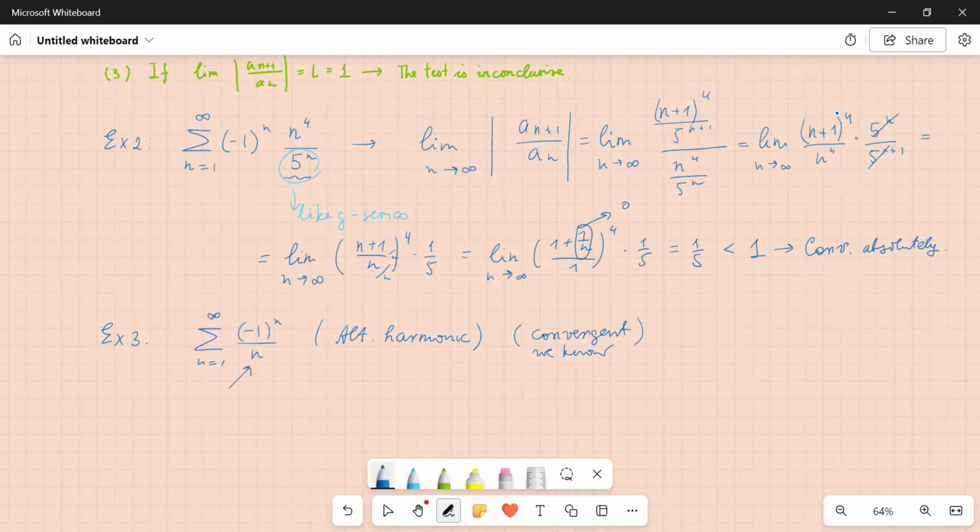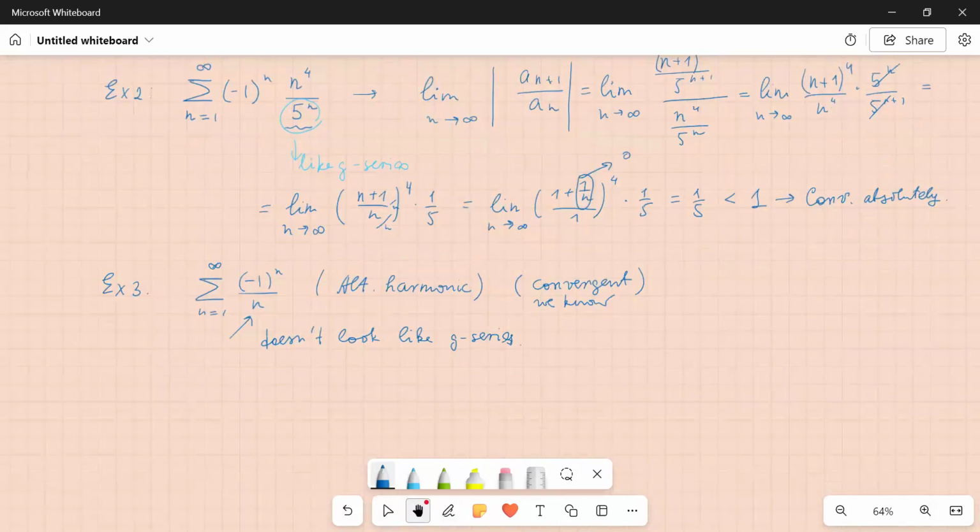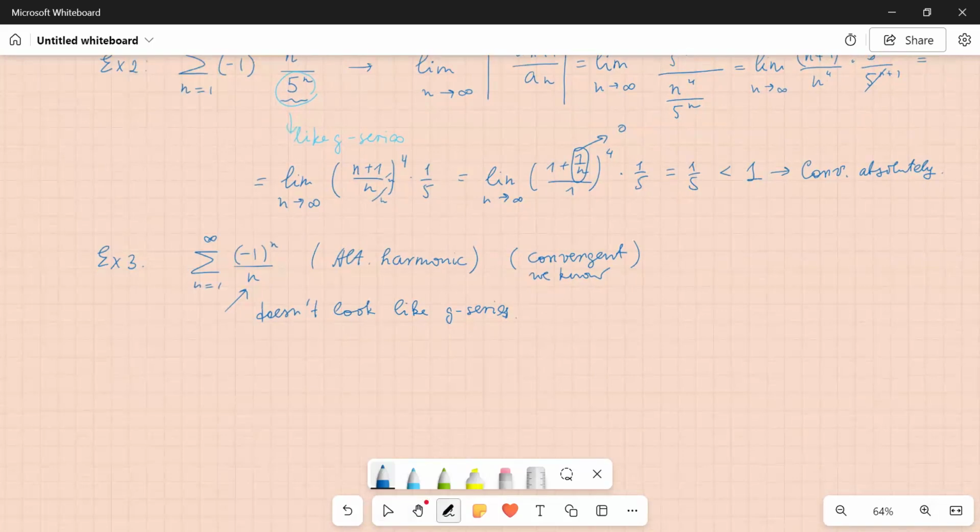Also, we can see it doesn't look like a geometric series. If a series doesn't look like a geometric series, most likely the ratio test is not going to work on it. But let's see how it's going to look. Well, the same minus is going to disappear, and we are going to have 1 over n plus 1 here. It's not a power. 1 over (n plus 1) over 1 over n, as n goes to infinity.